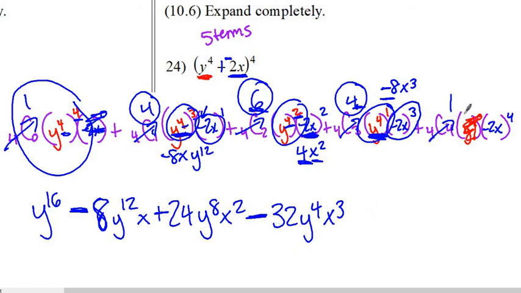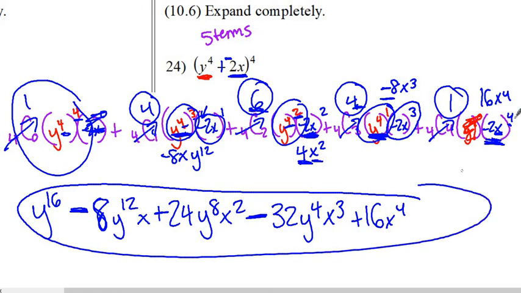And then our last term is going to be 1 times this. Negative 2 to the fourth is 16, and x to the fourth is just x to the fourth. So our last term is just going to be 16 x to the fourth, and there is our 5-term expansion.